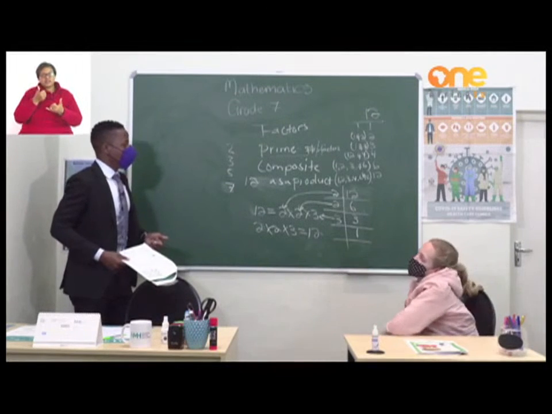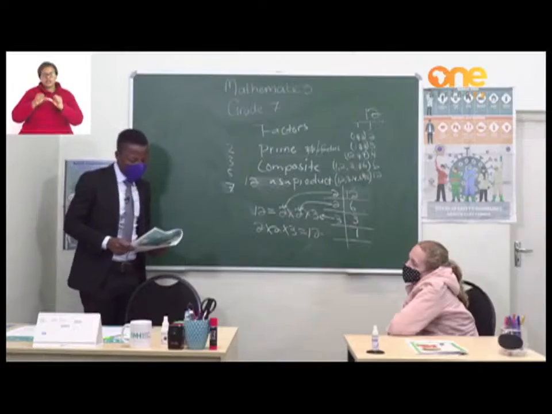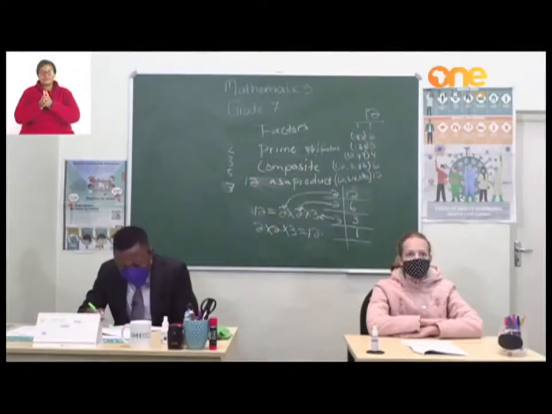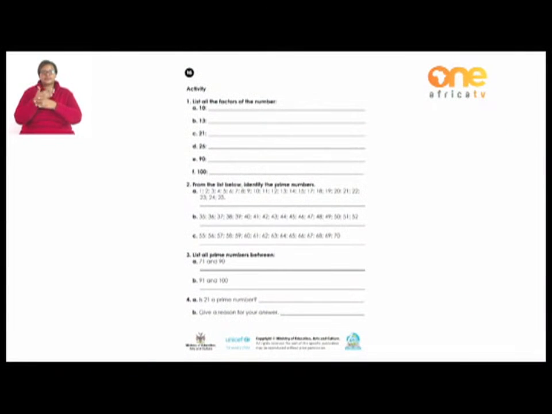So let us now go back to our booklet and do the activity on the next page. Let us now go to page 16 to do the activity. I'll read through the activity and give you guidelines on how to do the activity. Number 1, you need to list all the factors of the numbers for number 10A, B 13, C 21 until F.